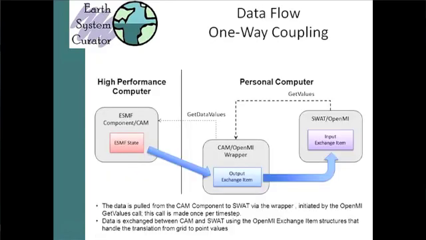So from a slightly different perspective, we'll move from the logical flow to the data flow. And this is how the data actually flows through the system with one-way coupling. Based upon the setup and the configuration editor, the linking of the SWAT input exchange items with the CAM output exchange items. The SWAT implementation makes a request to get values from the CAM wrapper, which then requests via the ESMF Web Services to get the values from CAM.